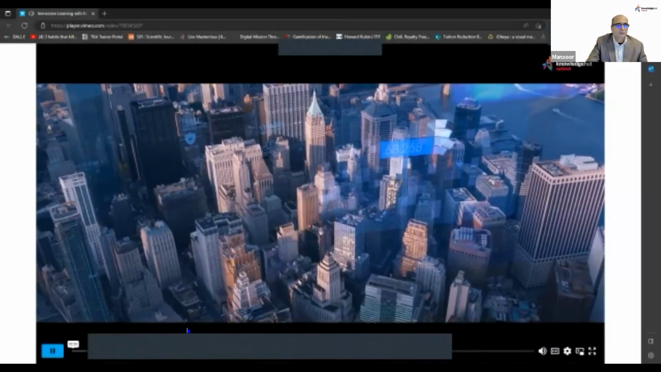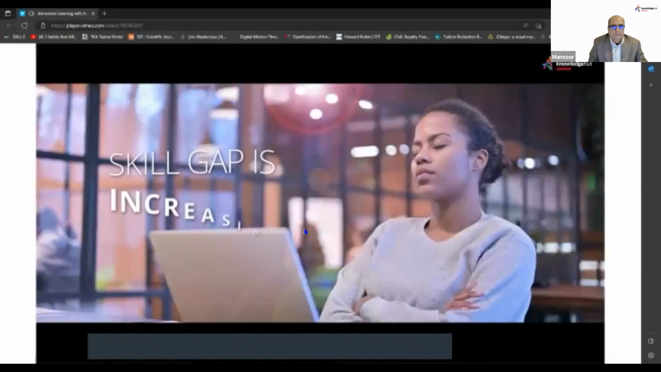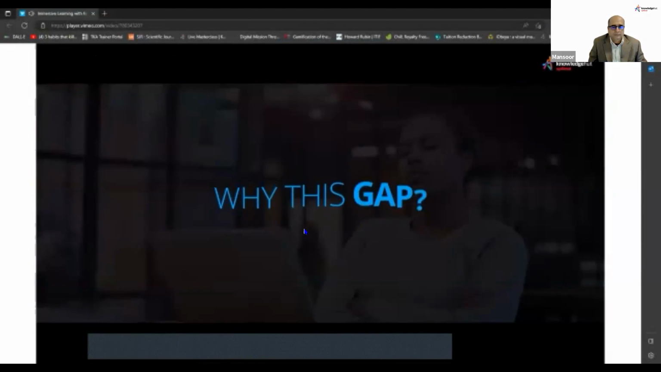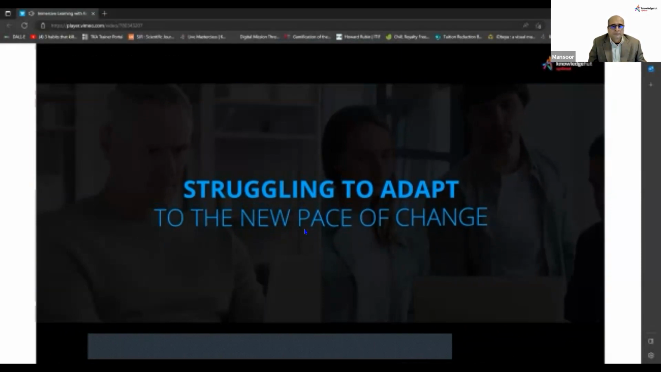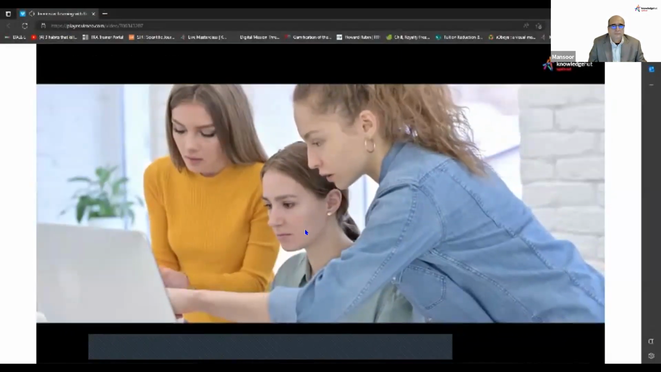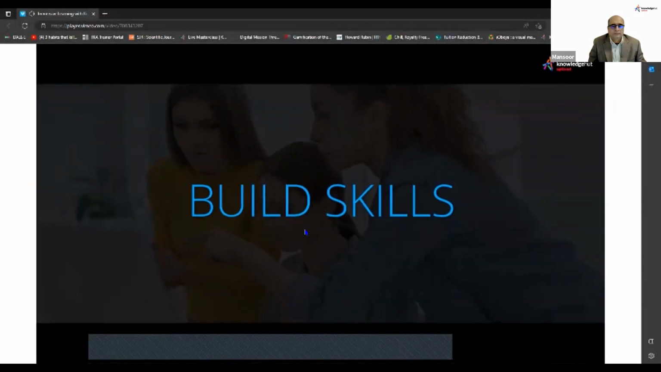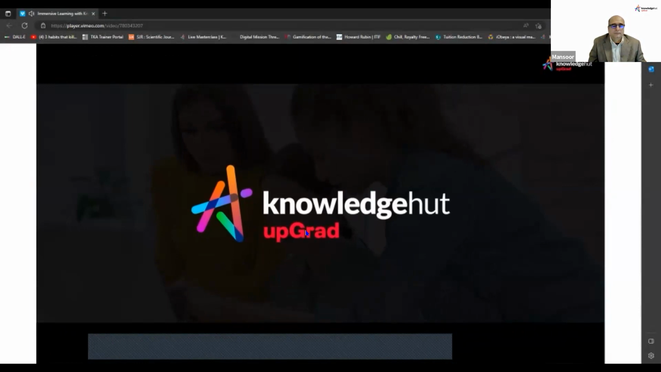We live in a fast-changing digital world. The rate of change is intensifying. The workforce is struggling to keep up, and the skills gap is increasing. Why this gap? Because individuals and companies are struggling to adapt to the new pace of change. To compete at the pace of change, teams need to build skills at scale and drive outcomes. And for that, they depend on KnowledgeHut.